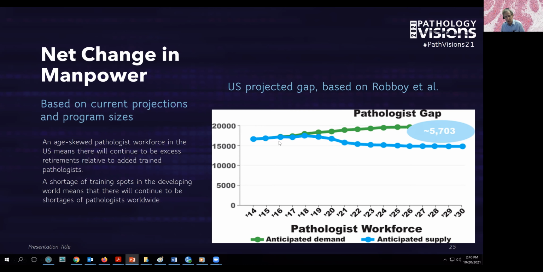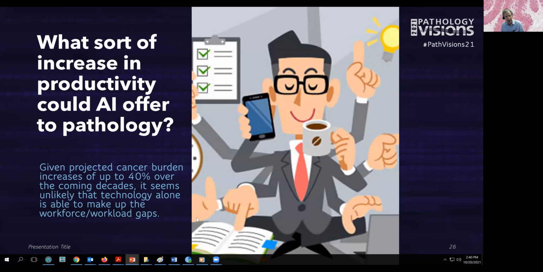We need to attract more students into pathology, both domestically as well as internationally, so that both of these problems can be addressed appropriately. Now, we could ask ourselves, what might we get out of AI? Well, multitasking, of course, has become the norm in the digital era. But given the projected cancer burden increases of up to 40% over the coming decades, it seems very unlikely that AI alone will be able to manage that increase on a broad scale.